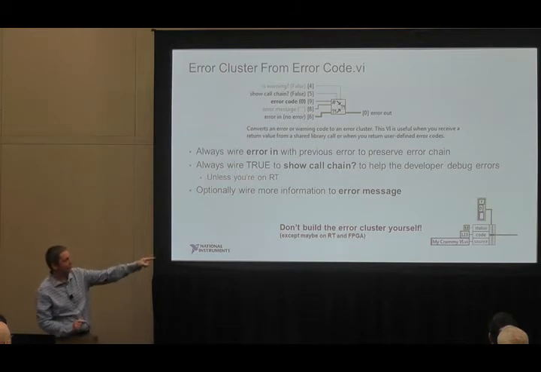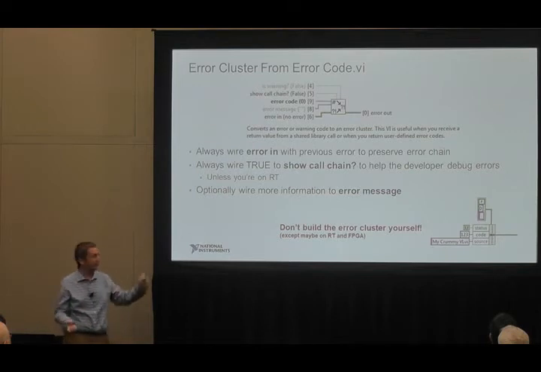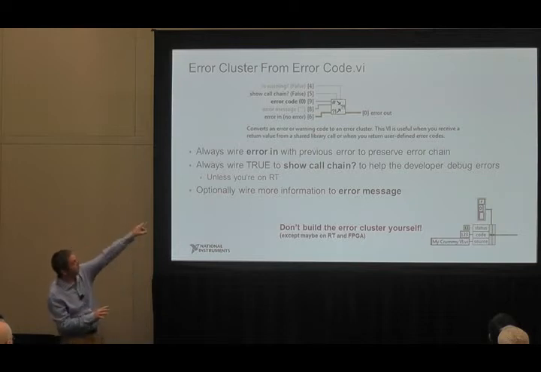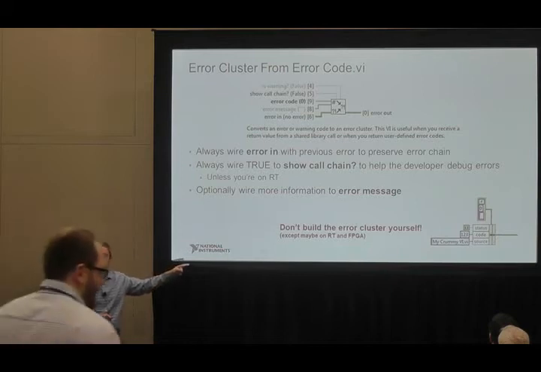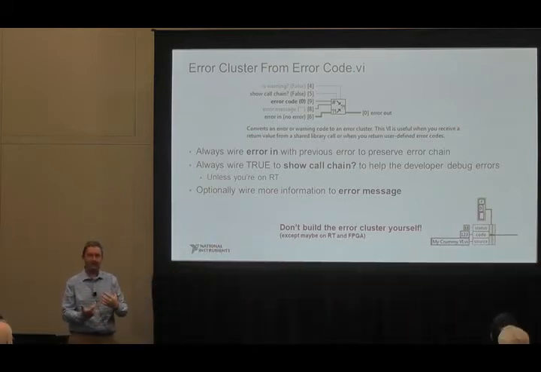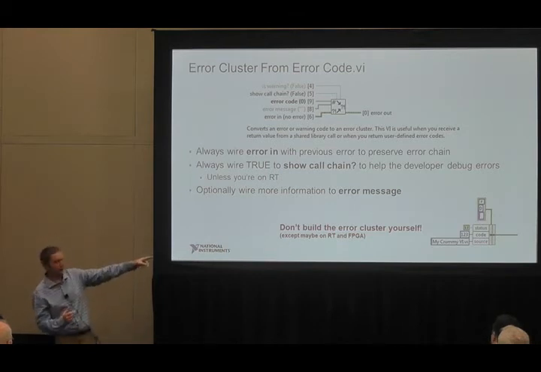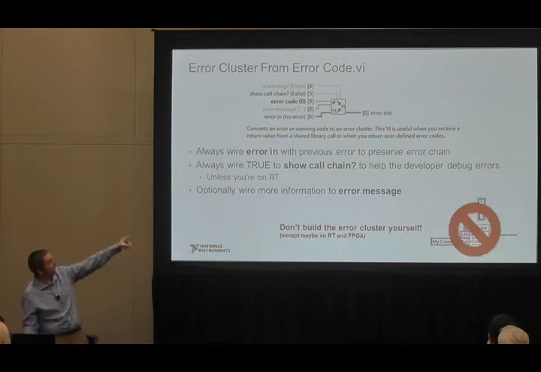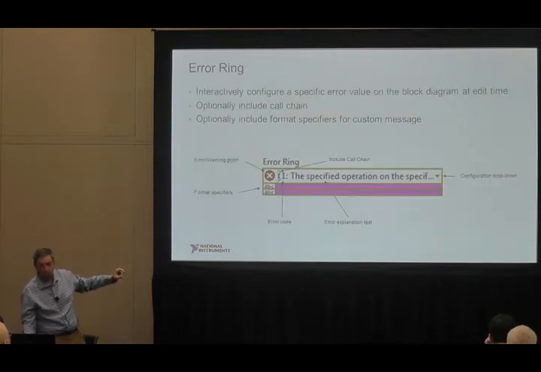I see code that looks like that a lot, where someone's not using error cluster from error code or the error ring, they're just taking an error cluster and bundling in the status, the code, and the source. There are several problems with that. One, you lose all of the nuanced information that may be stored in the source string when you would otherwise generate the error the correct way. Number two, what happens if I rename my VI to something else later? Now that string is stale, and it doesn't even have the call chain information, so it's not very helpful for debugging. So unless you've got other restrictions, like you're on RT and you can't use VIs like this, do not build error clusters yourself. Build them either with error cluster from error code or with the error ring.